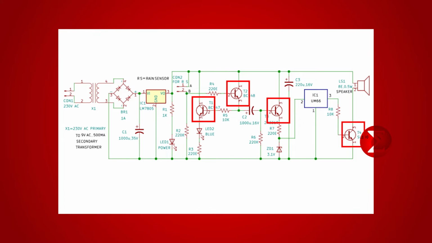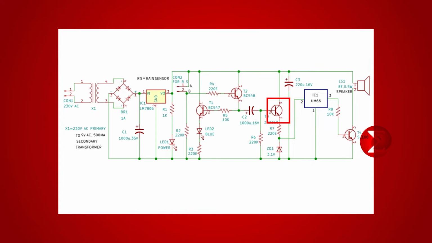In the circuit diagram you can see 4 transistors. These all 4 transistors have a specific purpose. Transistors 1 and 2 are controlling transistors. The rain sensor is connected here. Whenever rain is sensed by the sensor, transistor 1 activates and puts transistor 2 and 3 in conducting mode.